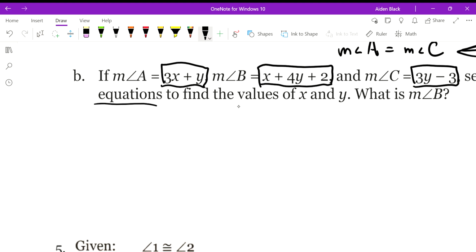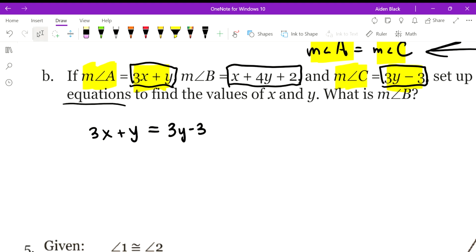Okay, we know that the measure of angle A is equal to the measure of angle C, so I can write this statement, and I'll just highlight. Right, we know that these are equal, like we previously stated. So let's just set these equal to each other. Good.